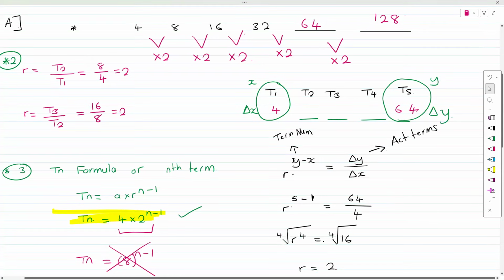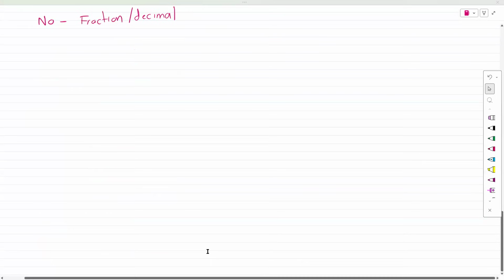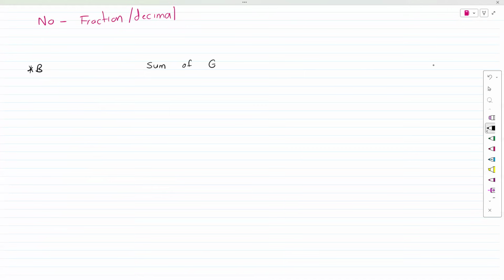Okay. Now, the next part that we move on with is going to be the sum of geometric, but we're going to stop for a second. Okay, let's call this part B. This is the sum of geometric number patterns.